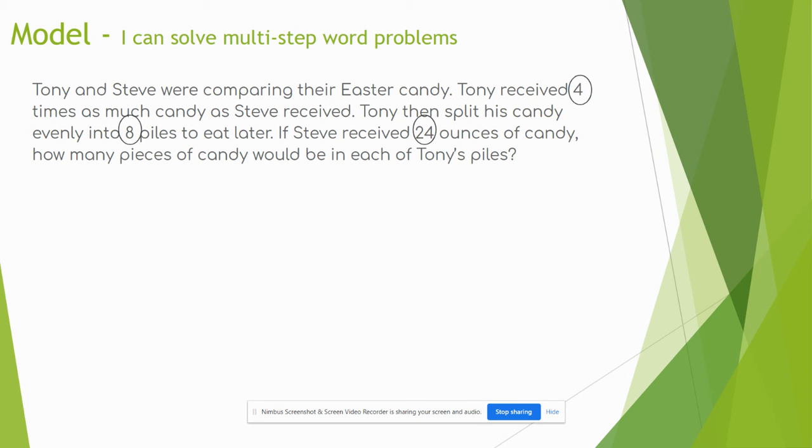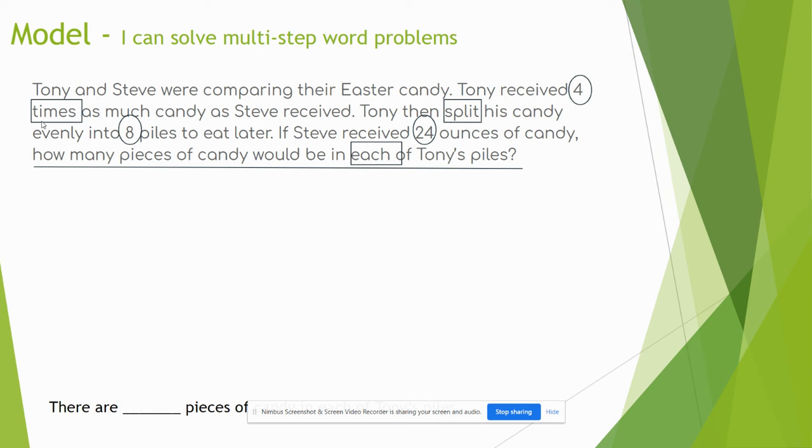I'm going to start by circling my numbers, 4, 8, and 24. And then I need to underline what is it asking? What am I going to try to find in the end? How many pieces of candy would be in each of Tony's piles? Okay, so not total pieces of candy. We want to know in each pile how many pieces of candy will there be. And then I'm going to box the important information. It says "times," usually that means multiplication, and then "split" usually means that I'm dividing.